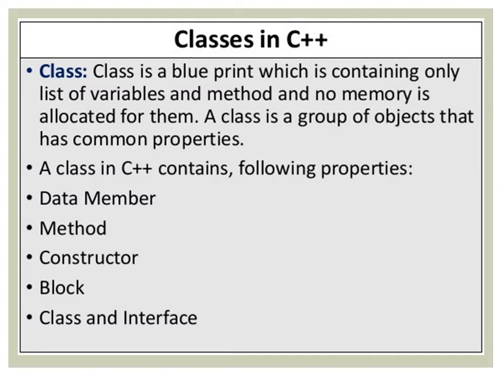A class in C++ contains the following properties. First, data members. Second, methods. Third, constructor. Fourth, block. And fifth, class and interface. So a class contains data members, that is the variables, methods, that is the functions. We can create the constructor. It is a block, that is the body, and the class and interface.